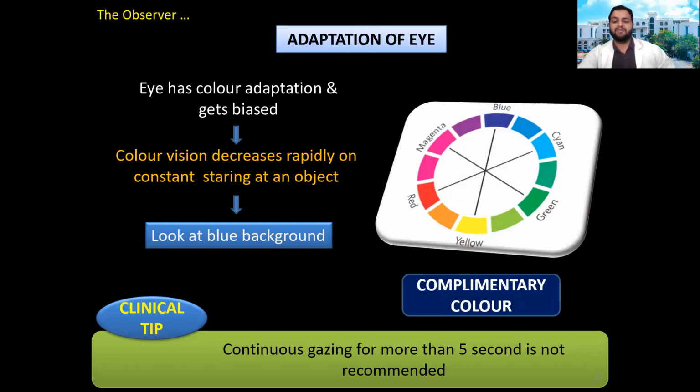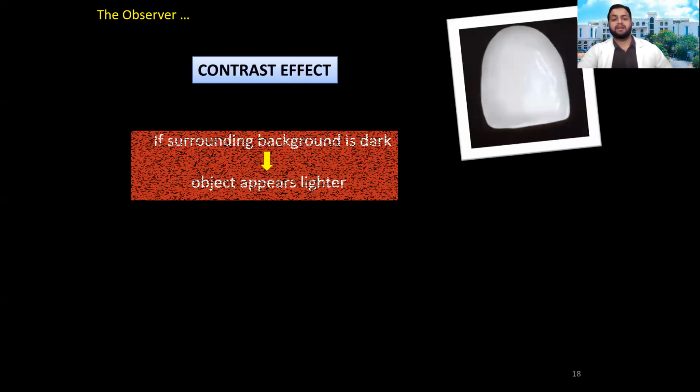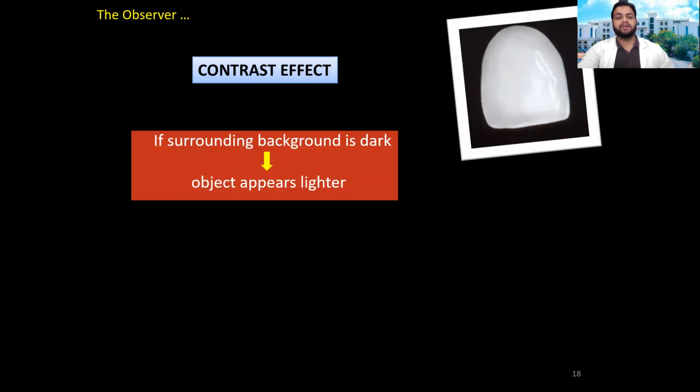Gazing for more than 5 seconds is not recommended when you're doing an aesthetic shade selection. Forget about the 30 seconds time frame we mentioned just now. Not more than 5 seconds actually gives you a better shade, because the more you look at it, the more different the tooth or object might look to you. So that is more important, the adaptation. We talk about the contrast.